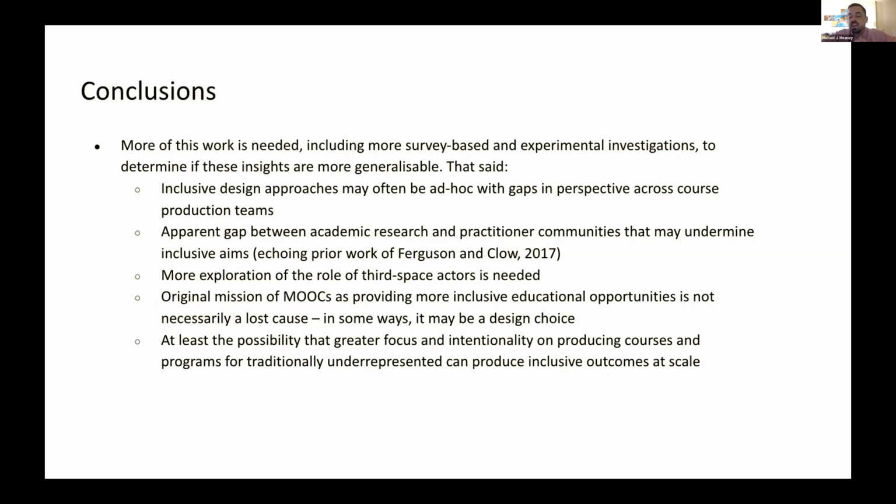And then finally, and I think most importantly, the original mission of MOOCs as providing more inclusive educational opportunities is not necessarily a lost cause. In some ways it may be a design choice. It forces us to at least consider the possibility that greater focus and intentionality on producing courses and programs for traditionally underrepresented learners could produce more inclusive outcomes at scale if some of these challenges that we identified are resolved. Thank you for listening.